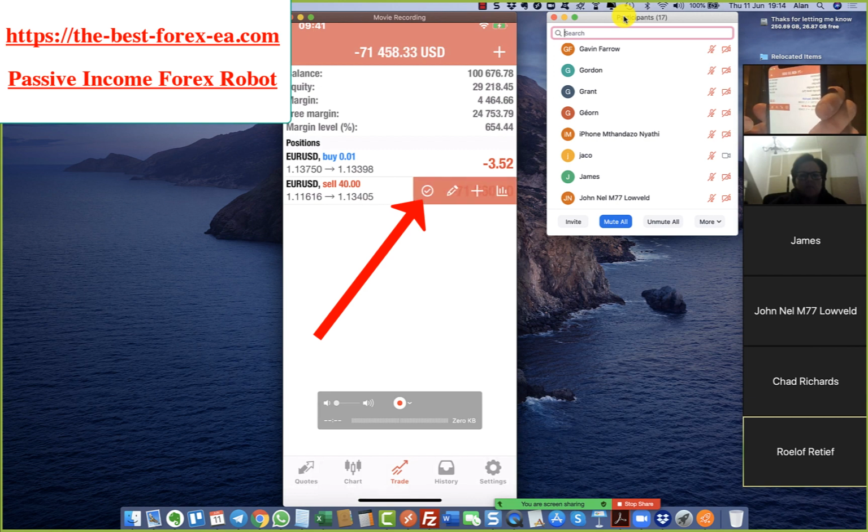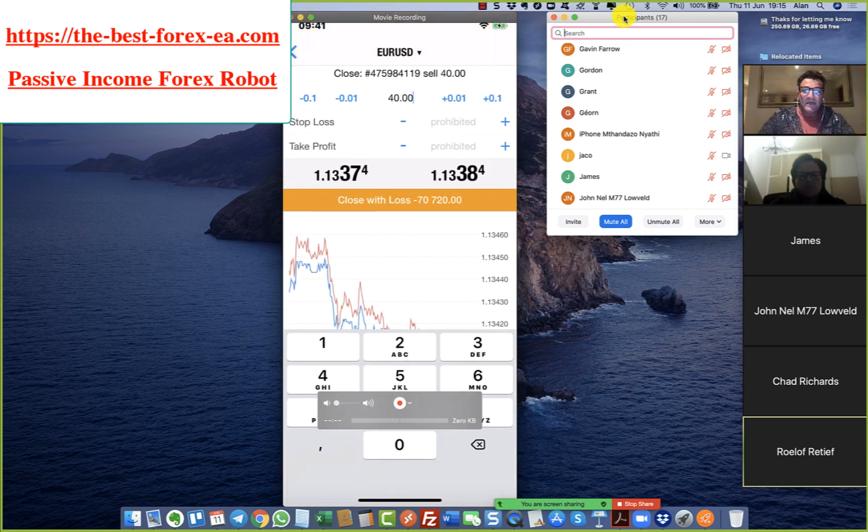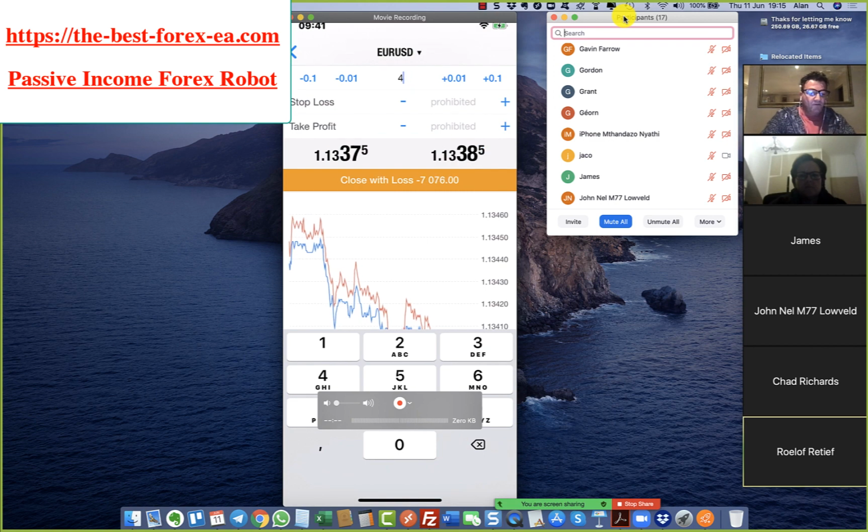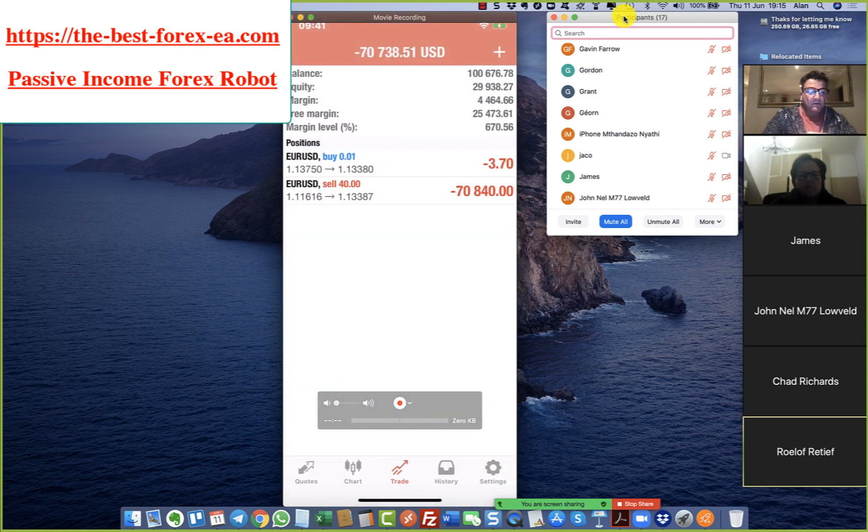And you get that menu. Okay, and then you click on the tick. There's the tick. So you click on the tick, and then it tells you that you can close out a little portion of the trade. So we don't want to do that at the moment. So that's how you do it.